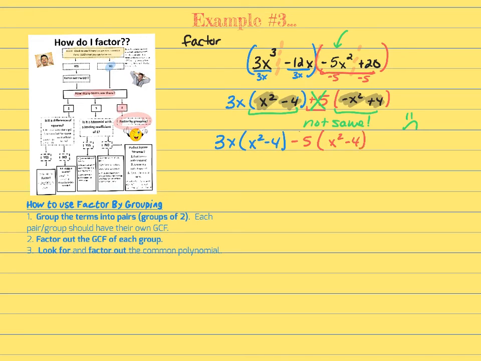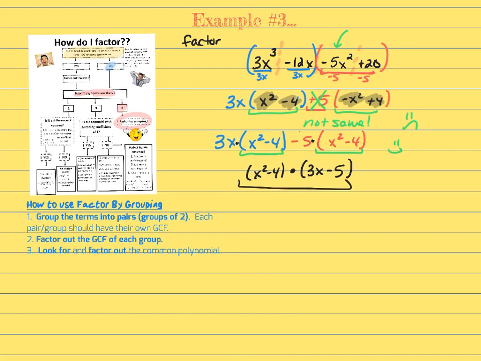Now this is better for me because x squared minus 4 and x squared minus 4 are the same, which means that that is my common polynomial. So I'm going to factor that out. So this was being multiplied by x squared minus 4, and so was the -5. So I'm going to take out the x squared minus 4. That would have been distributed back to the 3x, and it would have also been multiplied by that -5.